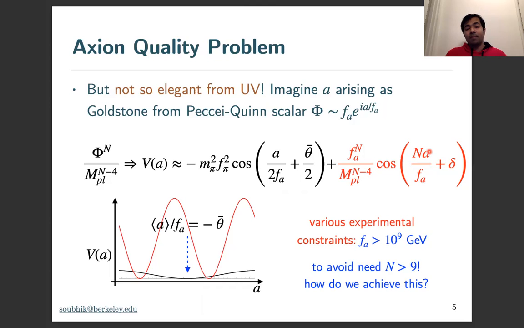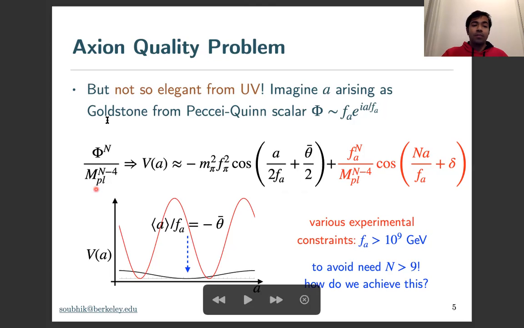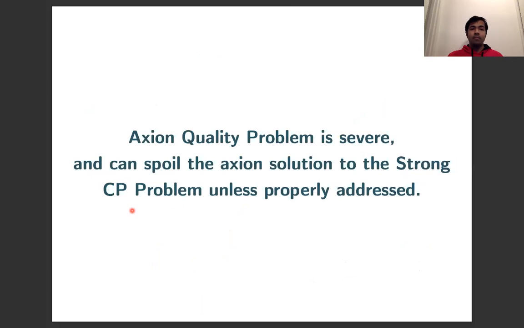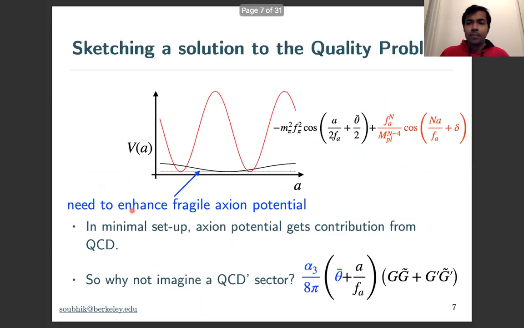We basically have to explain why the U(1) Peccei-Quinn symmetry is of such a high quality that we cannot even write down any operator up to n of 9. So the summary so far is the following. Hopefully I have told you that the axion quality problem is a severe one. If you want to address the strong CP problem, then realistically, the axion quality problem should also be addressed, because otherwise it will just spoil the solution to the strong CP problem.